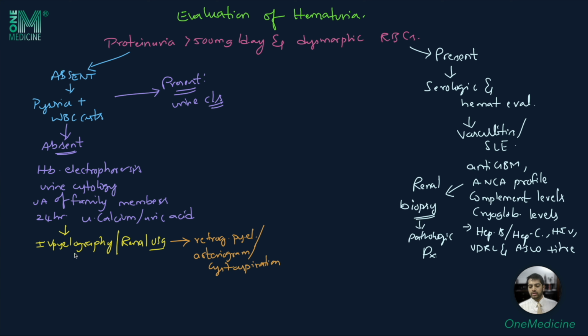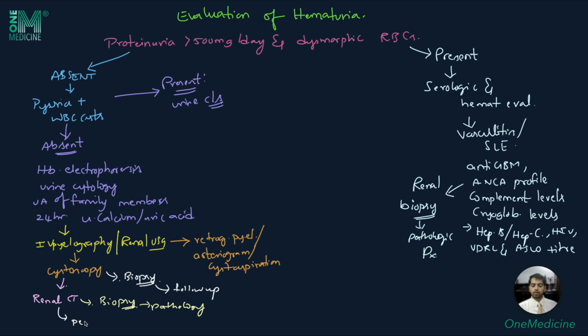And if IV pyelography is normal, cystoscopy, where if found significant, a biopsy can be taken from the lesions in the cystoscopy and this will be further followed up. If cystoscopy is normal, the patient can be subjected to renal CT scanning, and if there is a mass or a lesion, a further biopsy of the mass or the lesion can be subjected to pathological tests. And if this is normal, the patient can be followed up with periodic urine analysis.